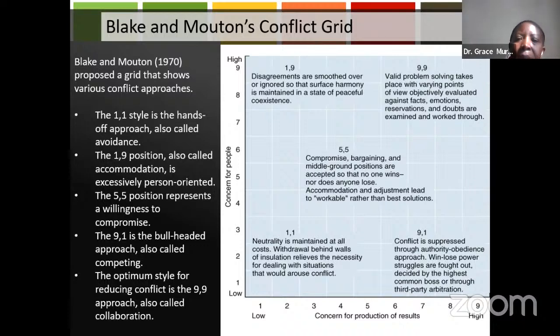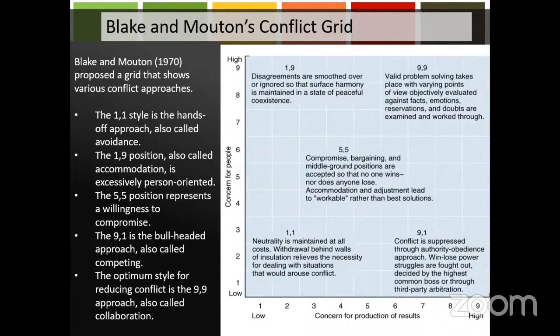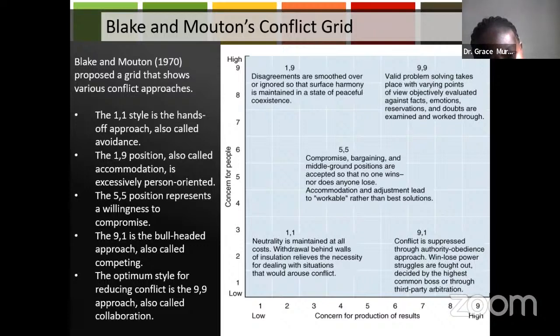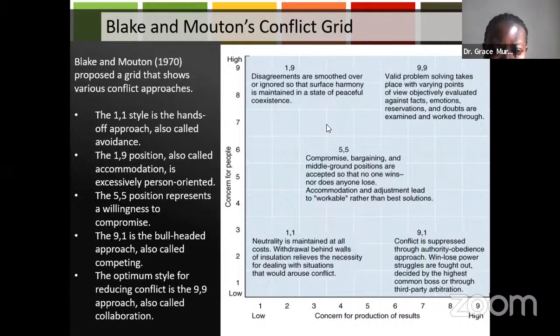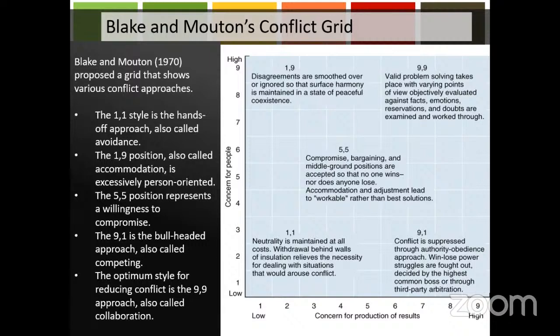Hello? Let me hear. I think there is a linear relationship between concern for results and concern for people. The higher the concern for results, the higher the concern for people, as you can see. If you were to plot that in a graph, you would see it. Organizations that have higher concern for results also have higher concern for the people.